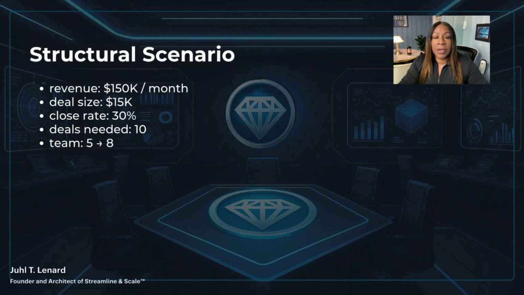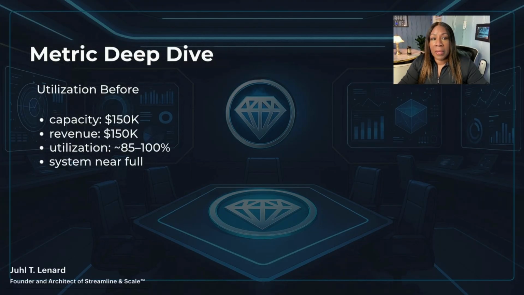Let's take a look at a scenario like we do every week here on Profit Visibility Lab. Revenue is 150K. The deal size is 15K. The close rate is 30%. You need 10 deals, and the team size is 5 to 8. In terms of the metrics, we'll look at the utilization before and after. Before, utilization was matching capacity, matching revenue, at 85 to 100%. So the system is nearly full.